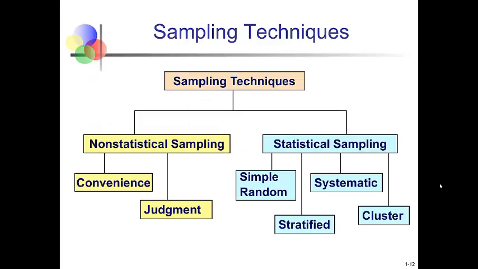We've got two discussions in the book of non-statistical sampling, convenience and judgment. We've got 4 instances of statistical sampling. These are the primary ways that we sample in business.